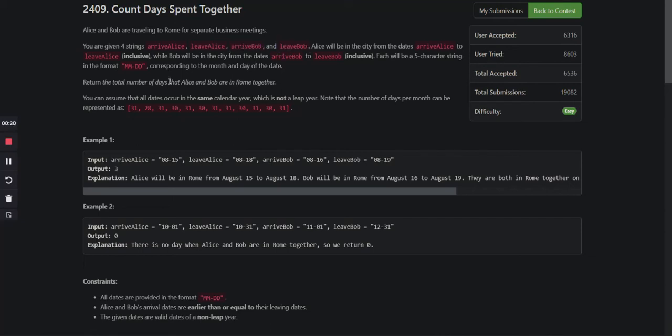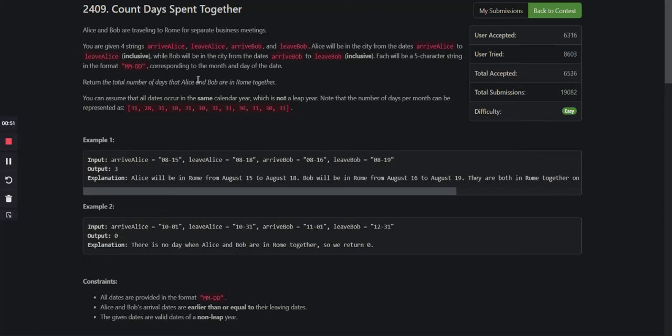And the format in which they are given is a 5-character string. The first two characters will be the month, and the last two characters will be the day of the month when they arrive or leave. So we need to find the time which they can spend together.